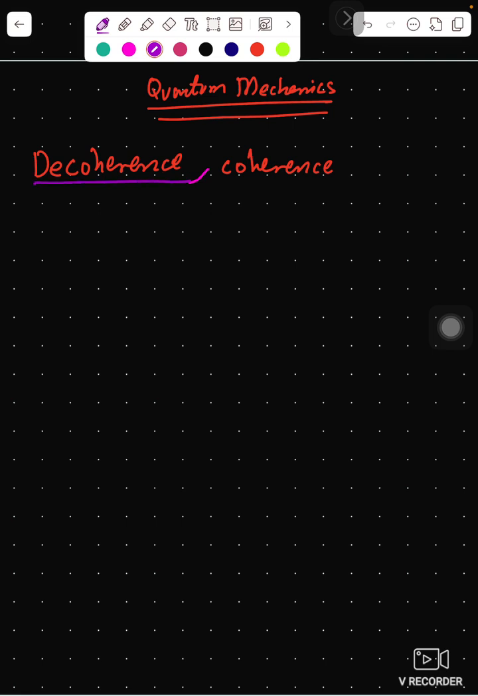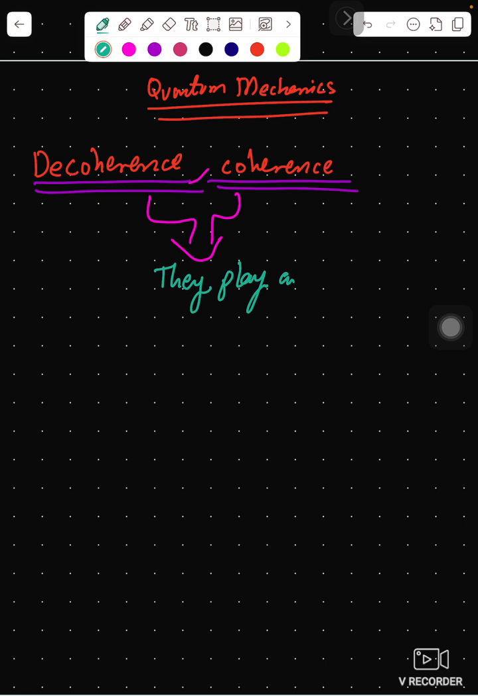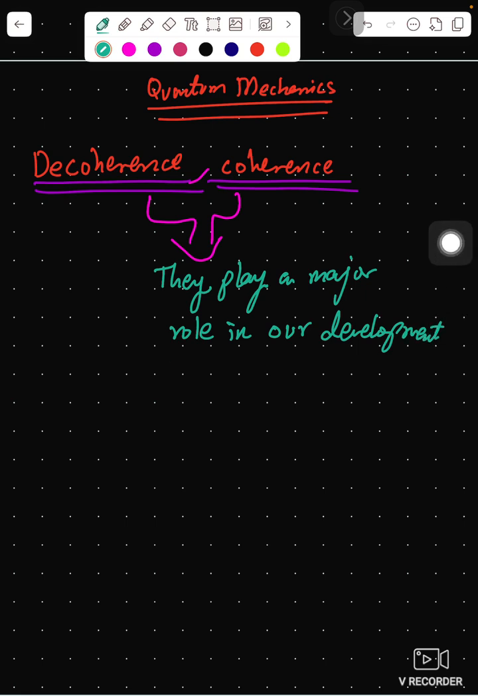So these two topics are some of the most important topics in quantum mechanics, as they play a major role in our development of quantum computers.